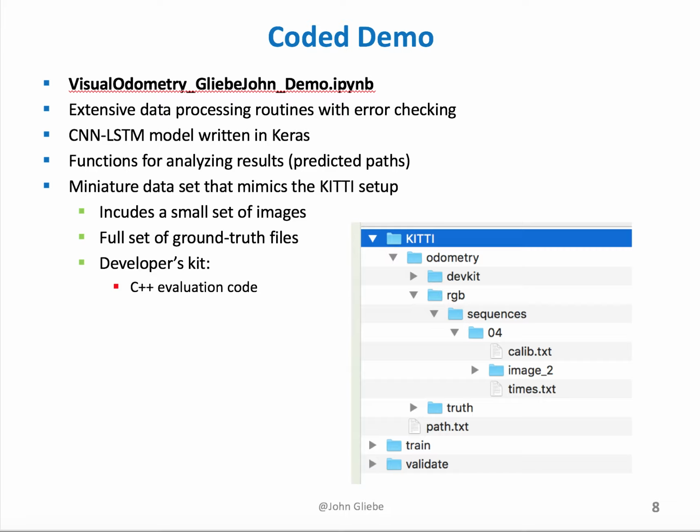The miniature data set that I provide mimics the Kitty data set setup, as you can see there in the image at the right. It includes a small set of images, full set of ground truth files, and the Kitty developer kit, which includes C++ evaluation code that is used to evaluate the performance of models submitted by contestants.